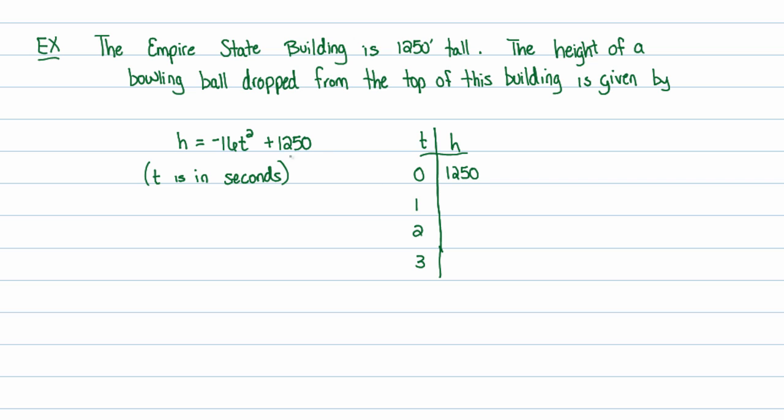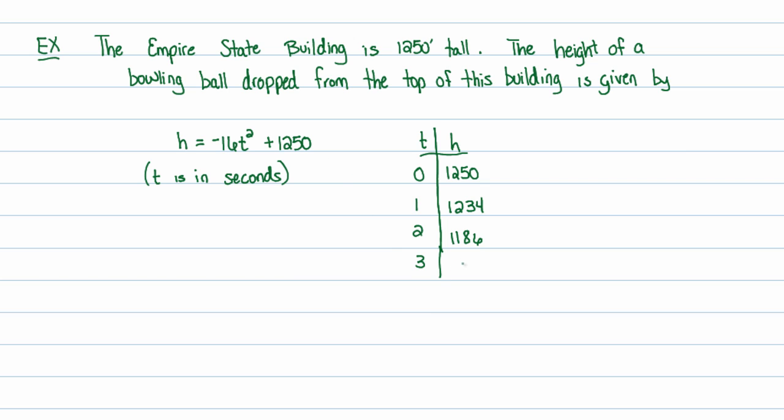When t is 1, we have 1 squared, which is 1, times -16, which is -16, plus 1250. That should be about 1234 is what I'm thinking. When t is 2, so 2 seconds in, we have t squared, which is 4, times -16, or in other words, -64. And then we're going to add 1250 to that. That should be 1186 maybe. I think that's about right.